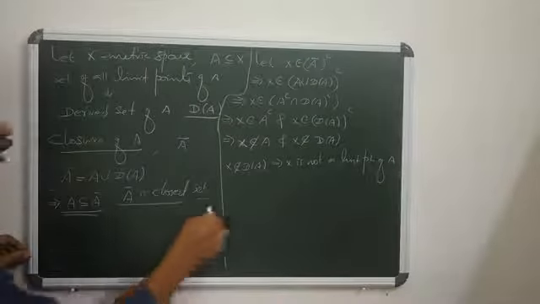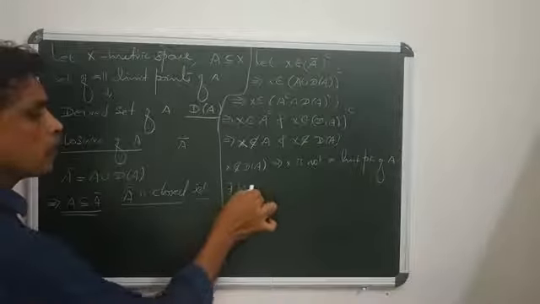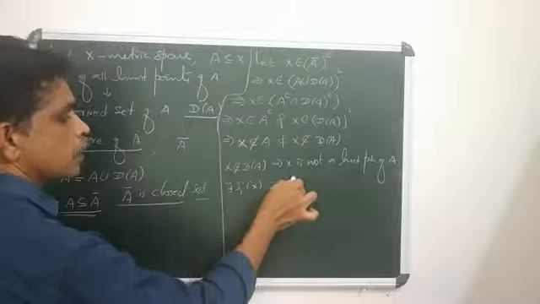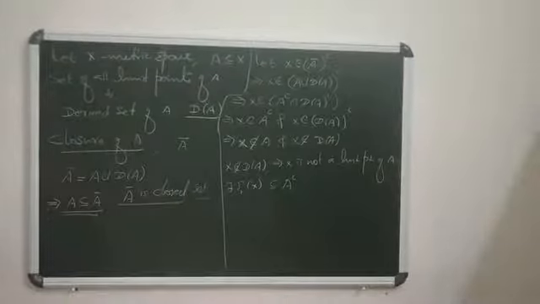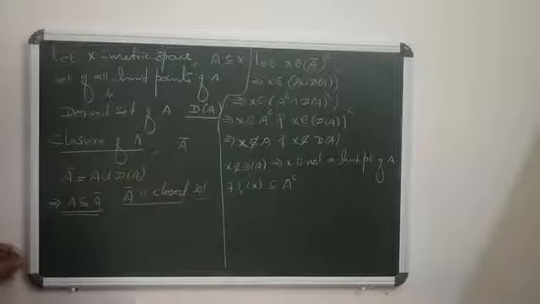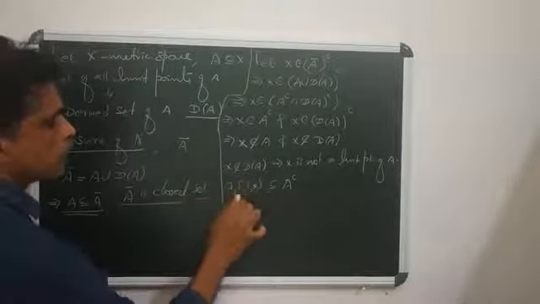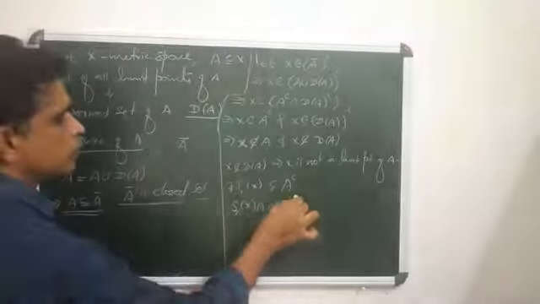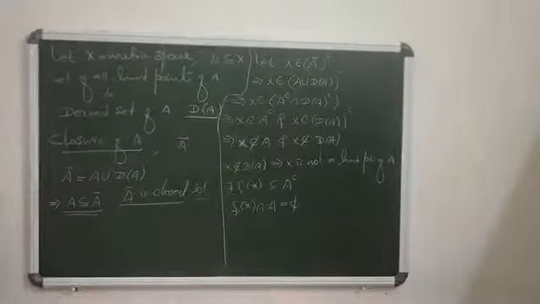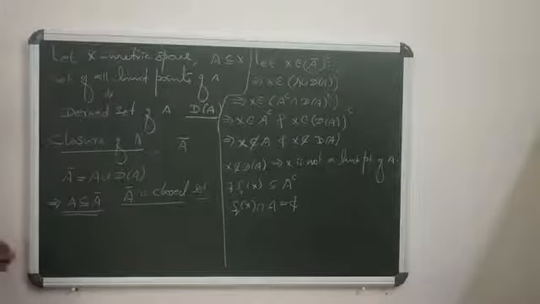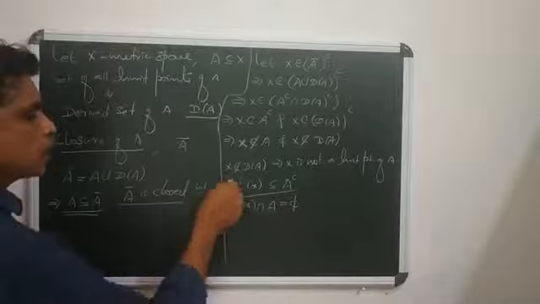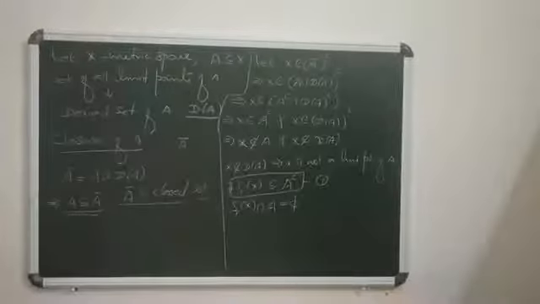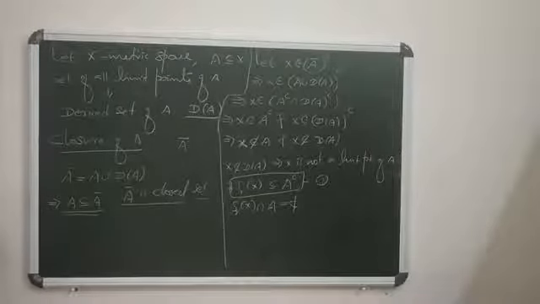Since x is not a limit point of A, there exists an open sphere S(r, x) with radius r such that S(r, x) intersection A is empty. So S(r, x) is a part of A complement. Agree? Mark it as one.